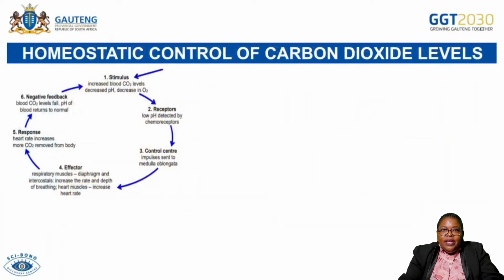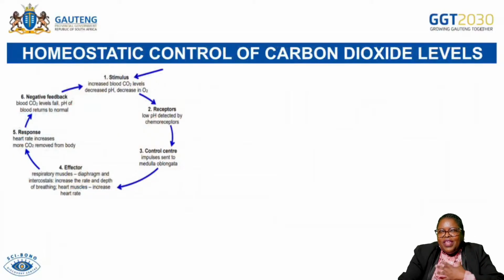Okay, right, now we are looking at the homeostatic control of carbon dioxide level. Yes, our body cells do not need too much carbon dioxide. Okay, hence we are able to release it and take in oxygen.